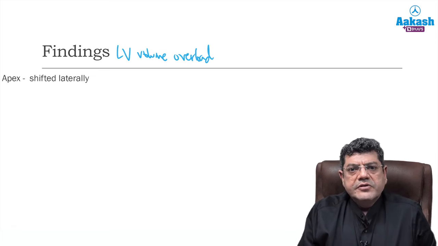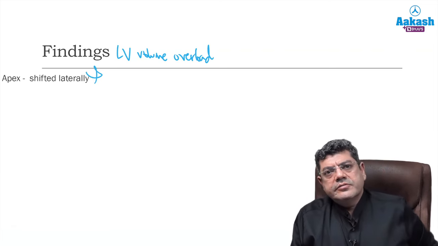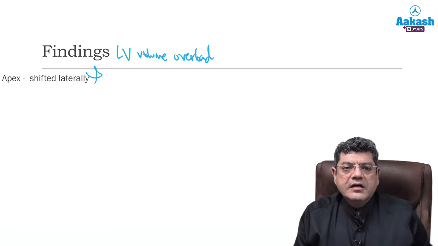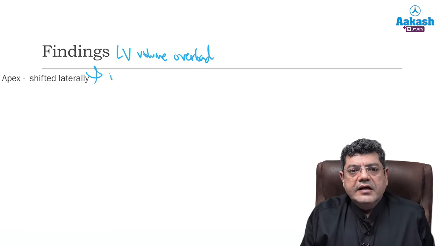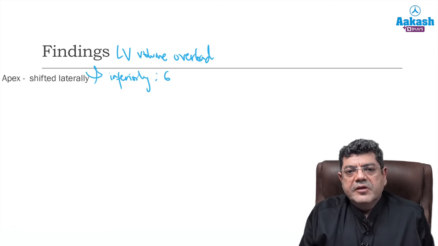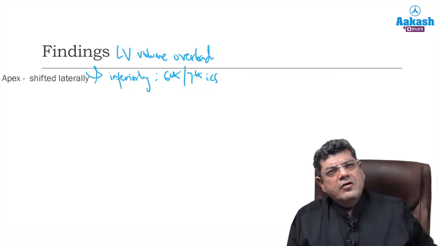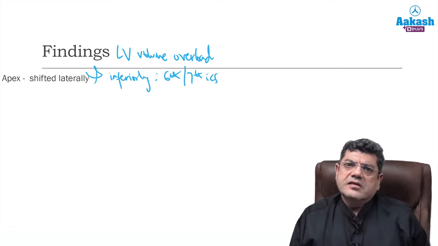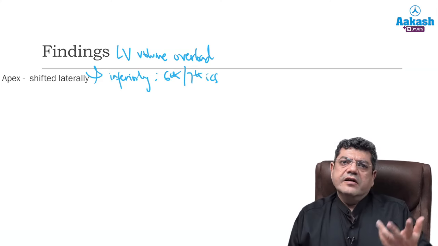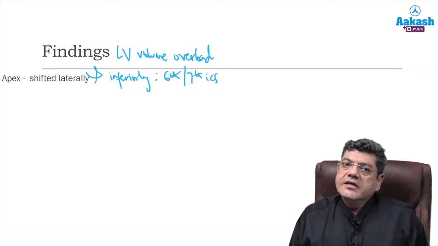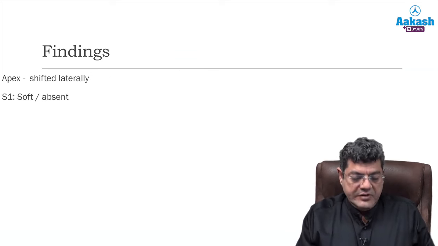Correct? So it's going to be shifted laterally, down and out. The apex of MR is down and out. Volume overload of the left ventricle, it goes laterally and inferiorly. So you can get it maybe in the 6th or the 7th intercostal space, often as far as the anterior axillary line, depending upon the severity and the co-existing valve lesions, right?